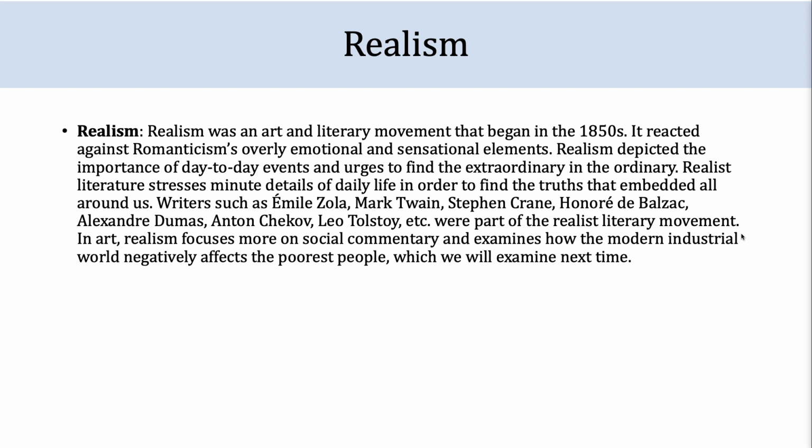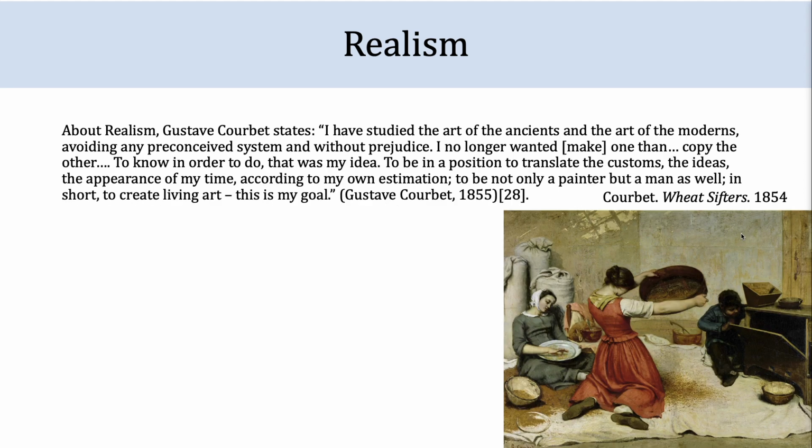In art, realism focuses more on social commentary and examines how the modern industrial world negatively affects the poorest people, right? And this is what we're going to take a look at, right? Let's take a look at some examples of realism, right? This idea of what realism looks like. Let's take a look at Gustave Courbet. He states, "I have studied the art of the ancients and the art of the moderns, avoiding any preconceived system and without prejudice. I no longer want to imitate the one or copy the other," right? So he's like, I'm not really going to go back to the ancients. I'm not really going to focus on what they're doing in terms of his day.